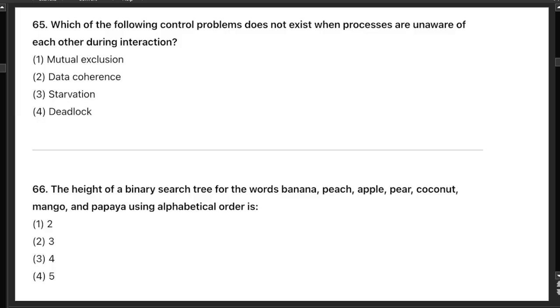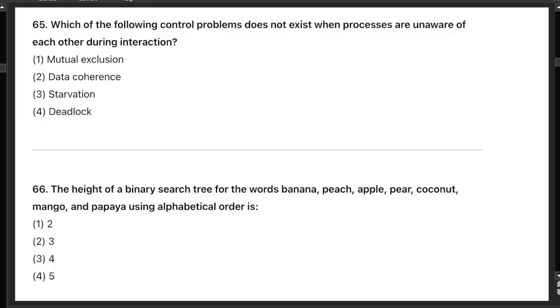Starvation occurs when a process is prematurely denied access to a resource due to scheduling or priority issues. That means one process is only running and it is not letting the other process. The reasons may be whether it is not scheduled, whether it is a small process or long process, based on the algorithm or some priority issues, that the other process can starve.